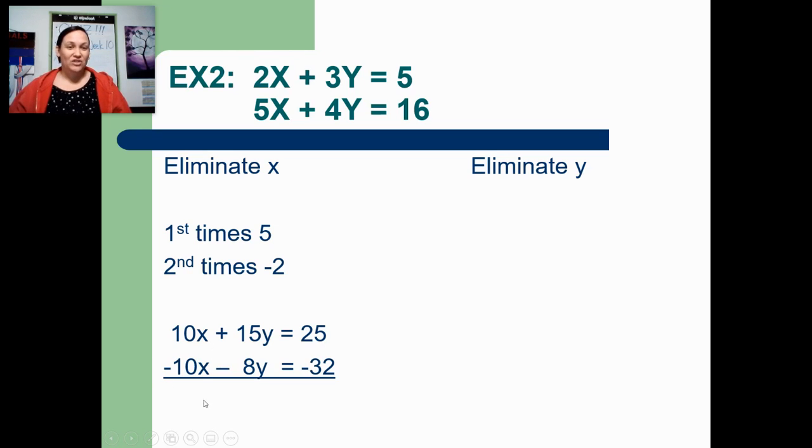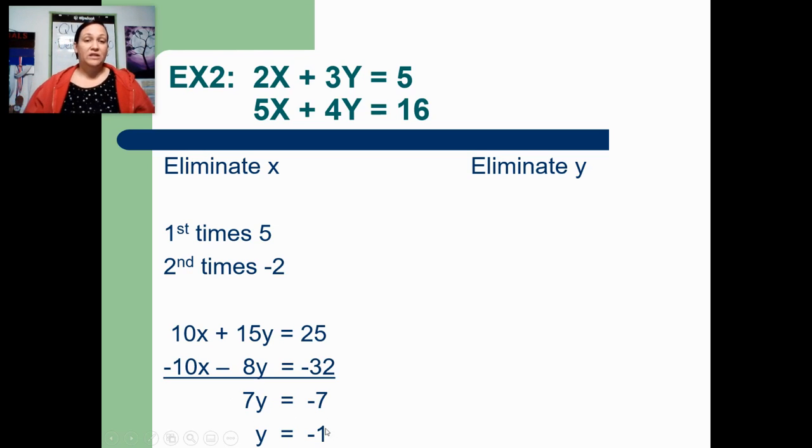Now I can add straight down. So 10 plus negative 10 is 0. That's what we wanted to happen. 15 plus negative 8 is 7. And 25 plus negative 32 is negative 7. And I have my first part of my answer, which is y equals negative 1.